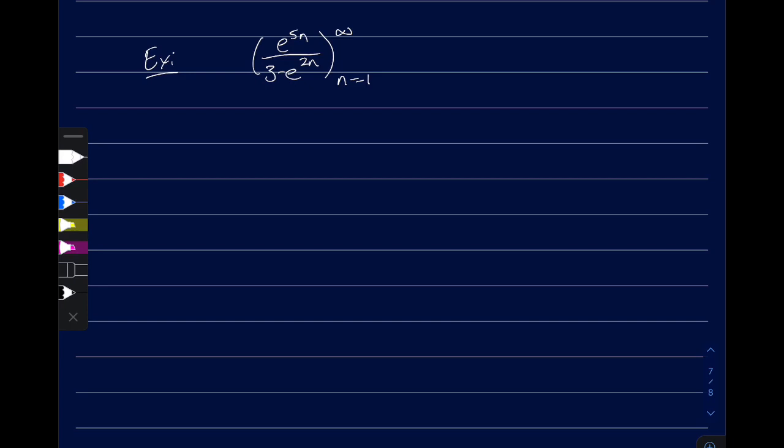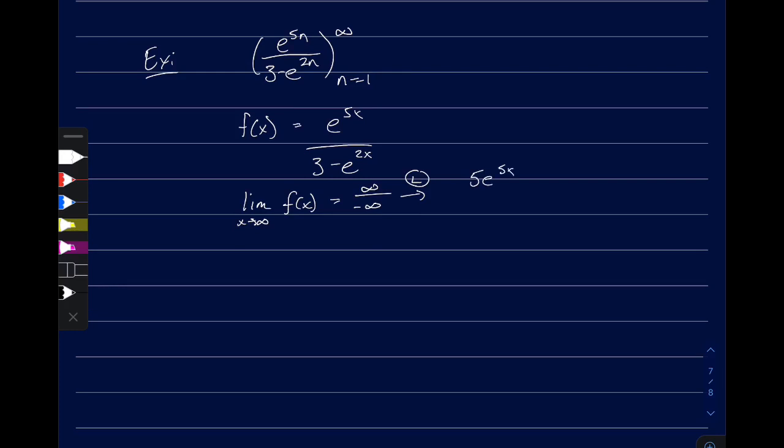So for our final example, let's take a look at e to the 5n over 3 minus e to the 2n, as n goes from 1 to infinity. So let's just take a look. We'll get f of x equals e to the 5x over 3 minus e to the 2x, and we'll take the limit as x goes to infinity of f of x. Now, if we plug that in, we immediately get infinity over negative infinity. So we can use L'Hopital's rule on this.